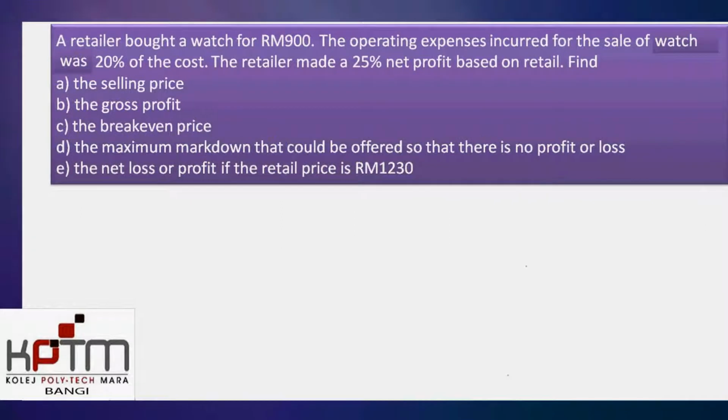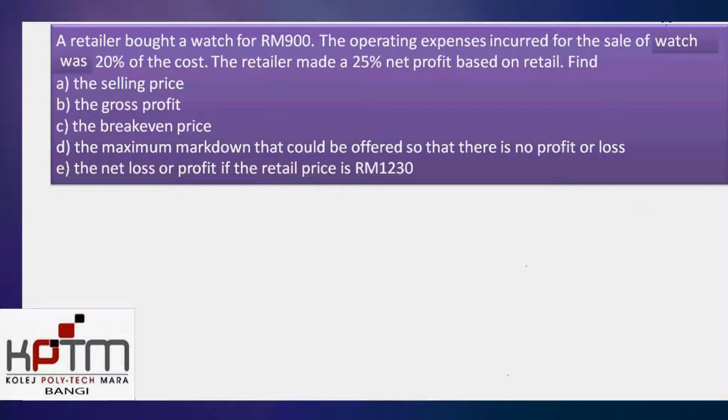This is the sample question for profit and loss. The question is, a retailer bought a watch for 900 ringgit. The operating expenses incurred for the sale of the watch was 20% of the cost. The retailer made a 25% net profit based on retail. Find A, the selling price, B, the gross profit, C, the break-even price, D, the maximum markdown that could be offered so that there is no profit or loss, and E, the net loss or profit if the retail price is 1,230 ringgit.